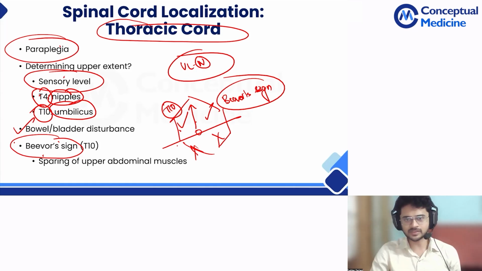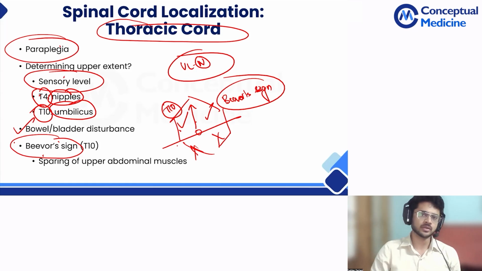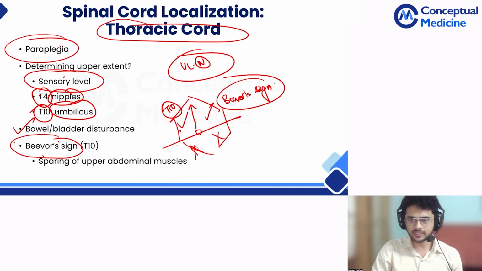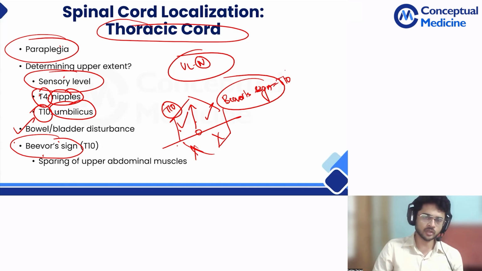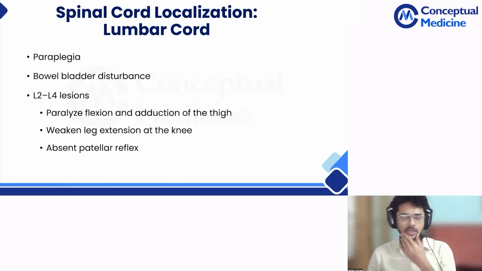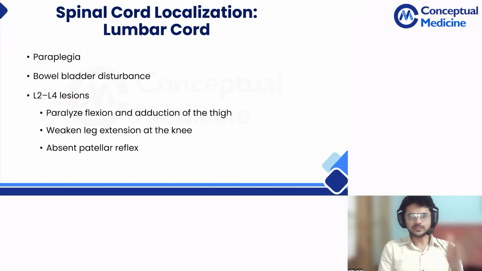Just remember that Beevor's sign is for T10. Whenever you think of Beevor's sign, even I would never examine for Beevor's sign in a routine muscular dystrophy case. I'm just saying it for discussion purposes, but remember that Beevor's sign is for T10. But for those who are interested, you can put it in the chat box: what is the muscular dystrophy where you get a positive Beevor's sign? We'll proceed in the class, and you can look at the end of the class. So that's for the thoracic cord.